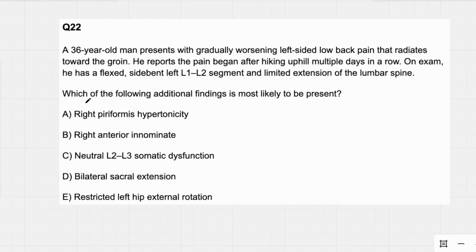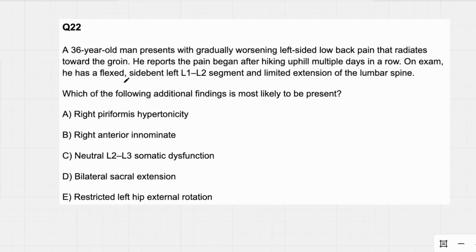Okay, so if you had not done this part where we start with the last sentence and then the answer choices, you'd probably be thinking this is a nephrolithiasis. So this is why I do that. That's why I start at the end. He reports the pain began after hiking uphill multiple days in a row. And then you'd be confused thinking, oh, wait a minute, is this MSK? Yes, it is. It's OMM.